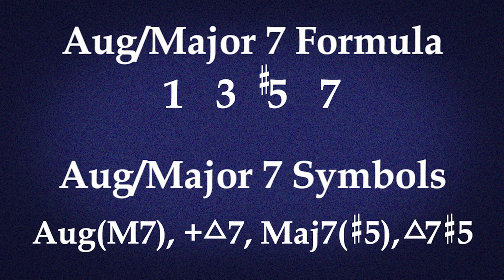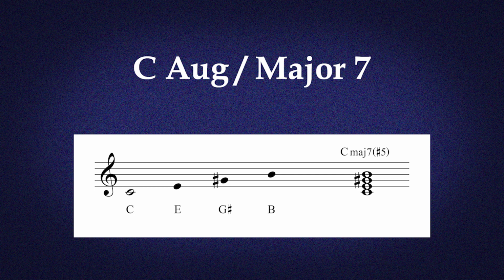As should be expected with any augmented chord, especially one in which we just added a major 7, this chord has a lot of tension desperately trying to be resolved. A C augmented major 7 chord is spelled C, E, G sharp, B.